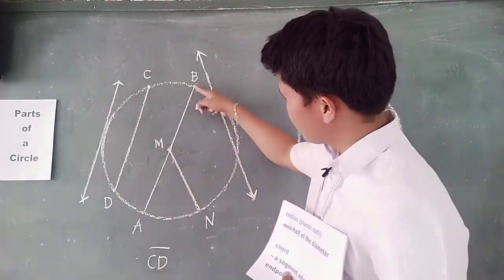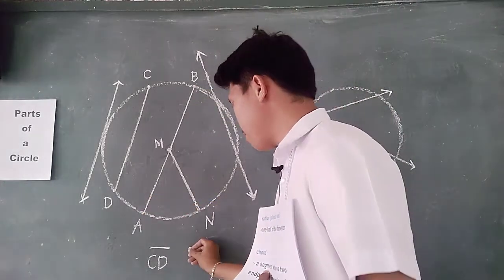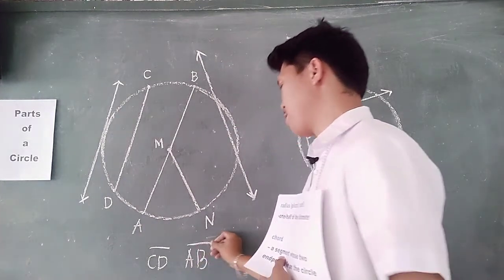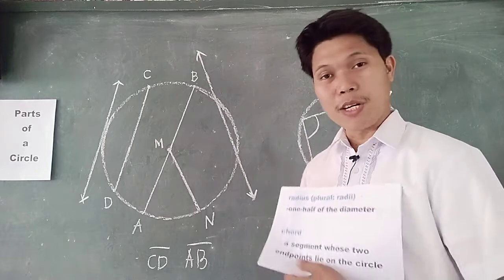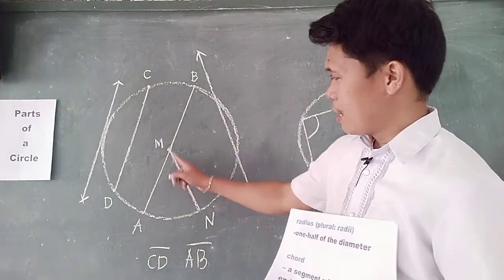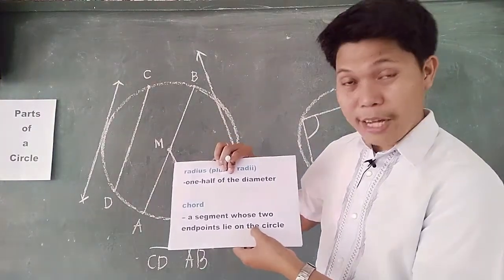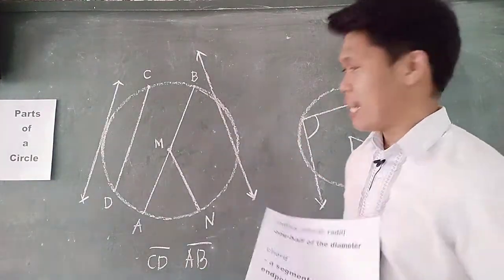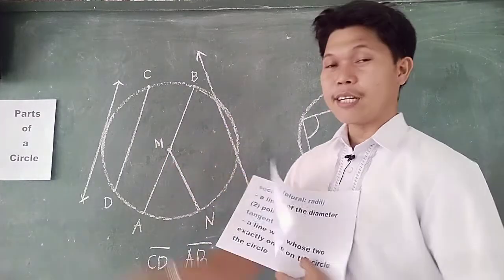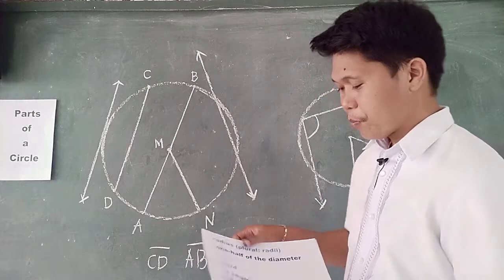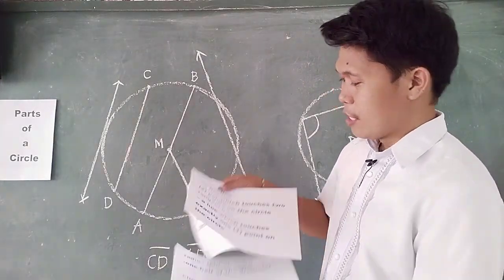How about this, the diameter? Okay, so the diameter line or segment AB is also a chord or segment BA. So, a diameter is always a chord. Okay, tandaan natin yan. Kasi nakasulat lang naman dito, as long as the two endpoints lie on the circle, chord na kagad yan. Kahit pa dumaan siya sa center. So, yan ang description ng chord.